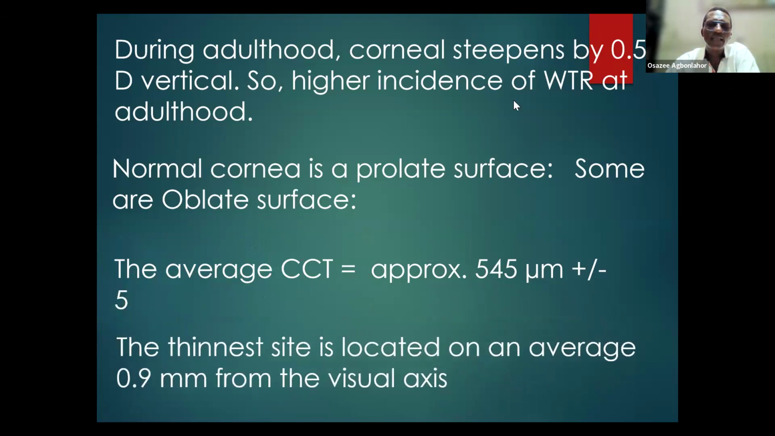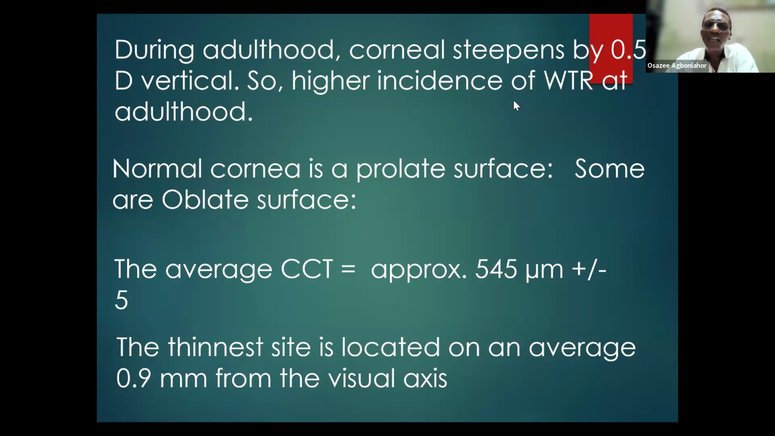Also, the thinnest side is located on average 0.9 mm from the visual axis. We also mentioned this during the keratometry class. We told you that the apical center does not necessarily mean the center of the cornea, and also the center of the cornea does not necessarily mean the geometrical center of the cornea.